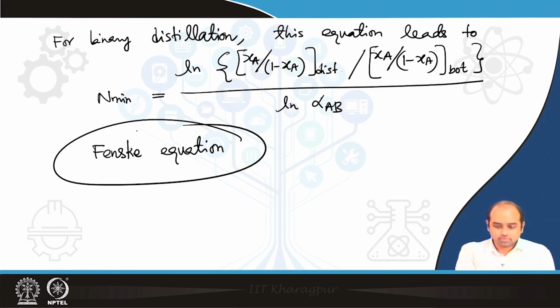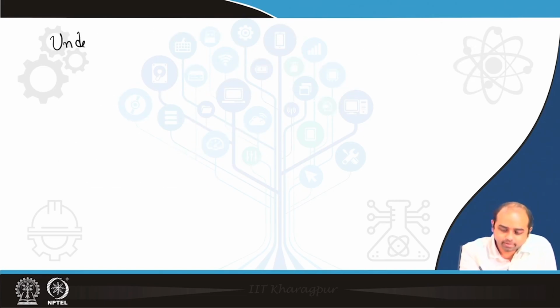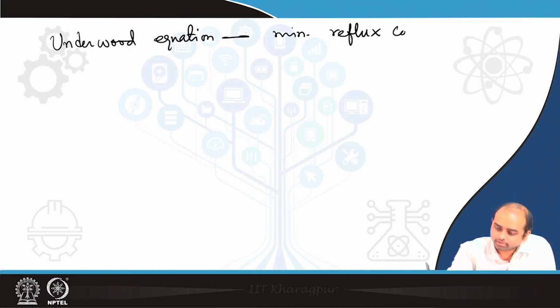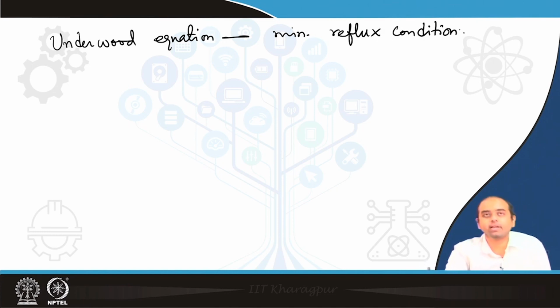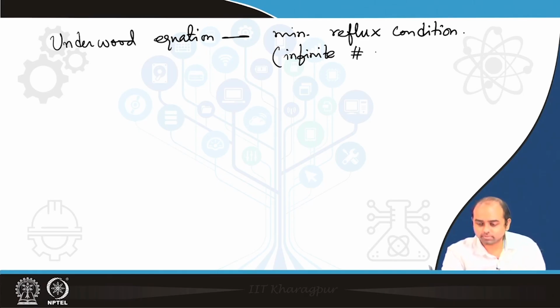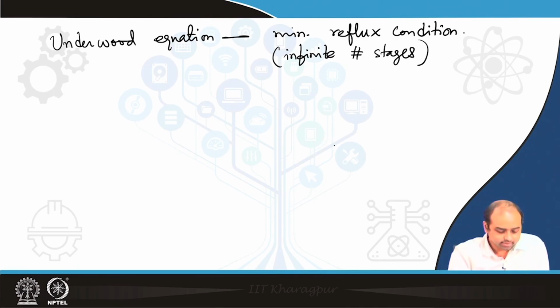So, in the case of the Underwood equation, this Underwood equation is applicable for the minimum reflux condition, right, and of course the natural consequence is that for minimum reflux you have an infinite number of stages. Right. So, again let us draw the simple distillation column and mark the streams.